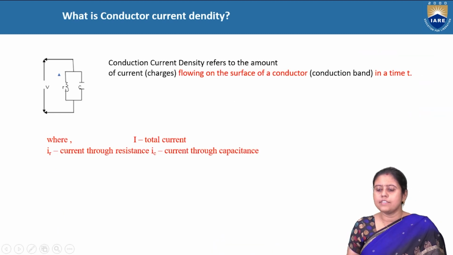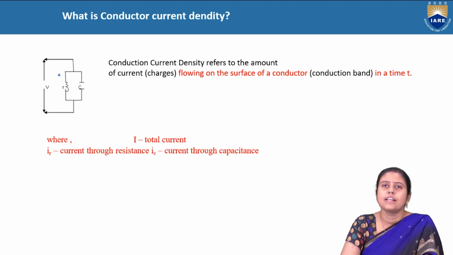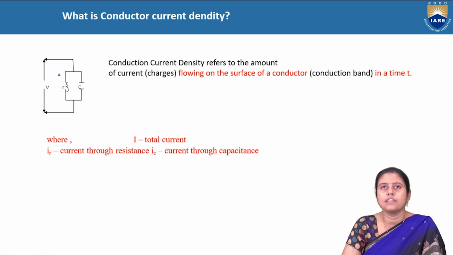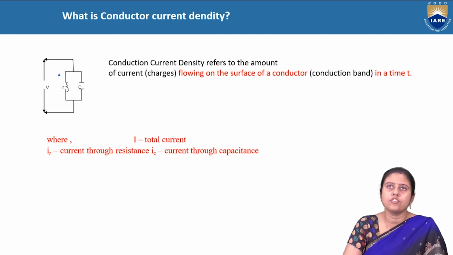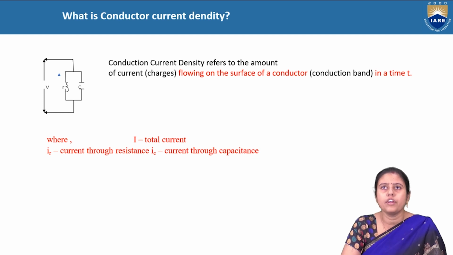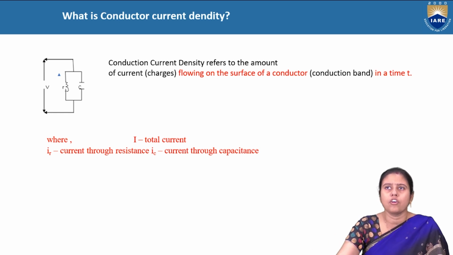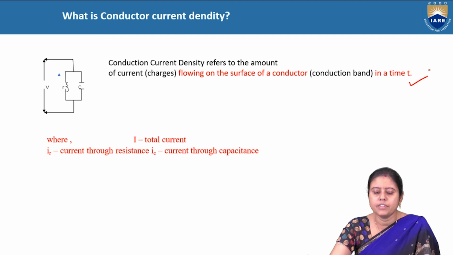While we are discussing the displacement current density, another question will come. What is the conduction current density? Conduction current density refers to the amount of current flowing on the surface of the conductor or conduction band in a time t.